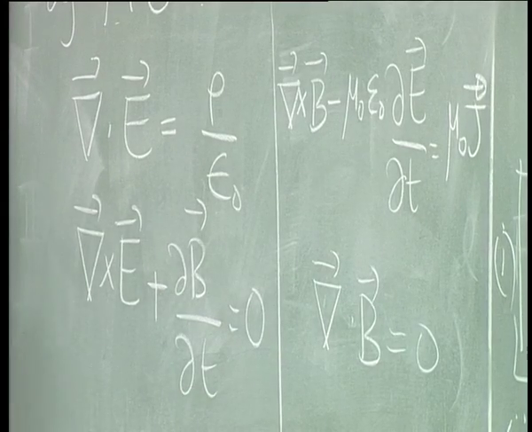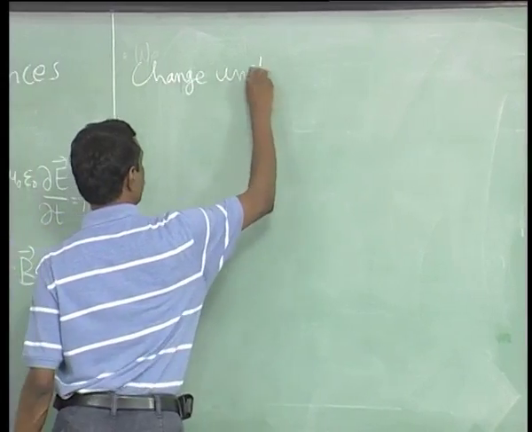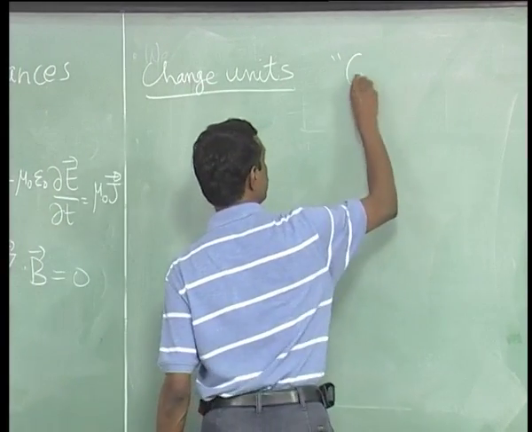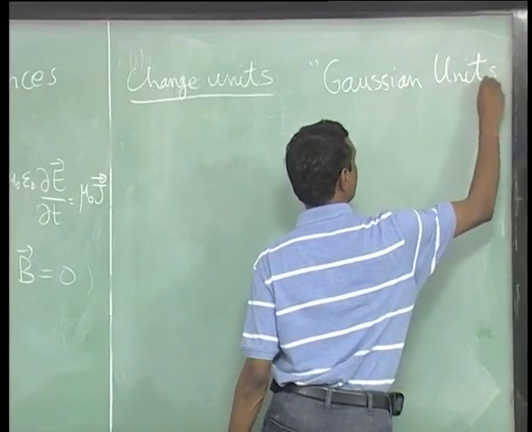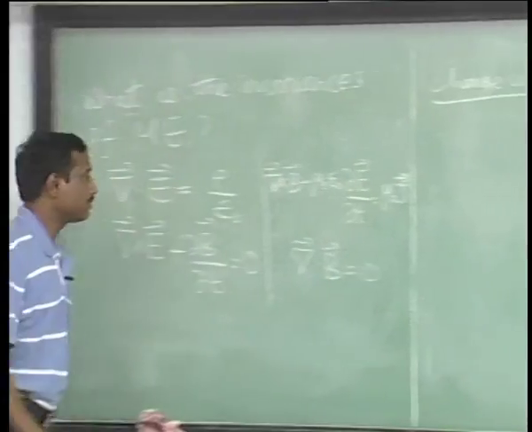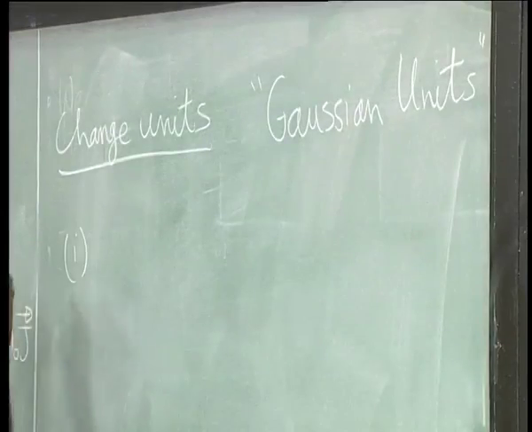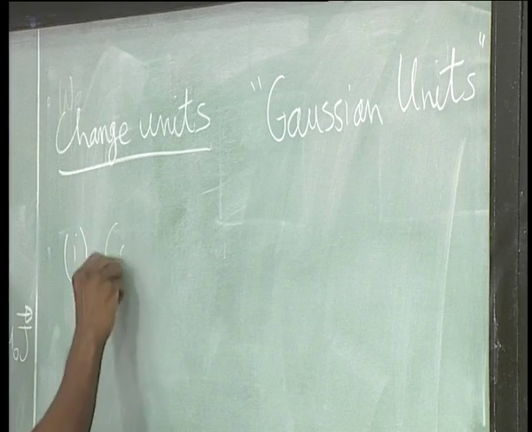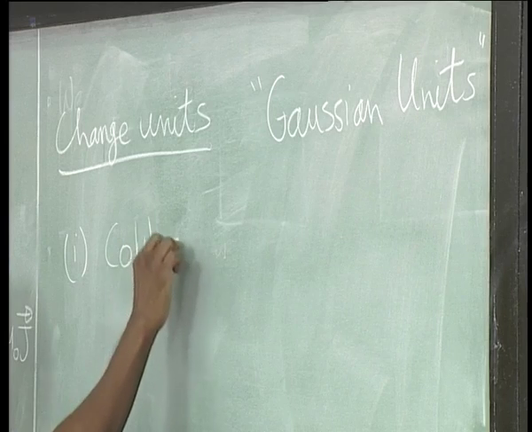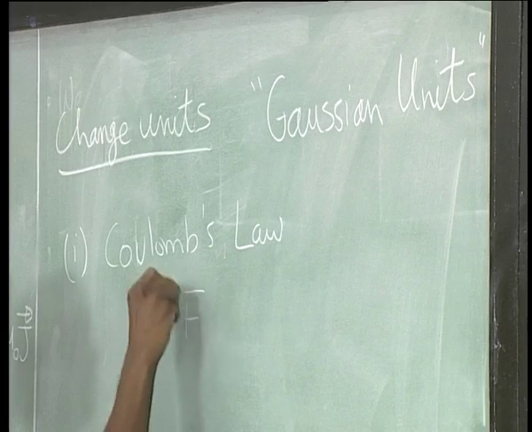Okay, good. Thank you. So what we will do now is to change units. We go to what are called Gaussian units. So this is called Gaussian units. Standard in any E&M book will have it at least in the appendix. Okay, but I will tell you how it works. So the first, there are only two steps we need to do really. The first step is to write Coulomb's law for a force between two charges.